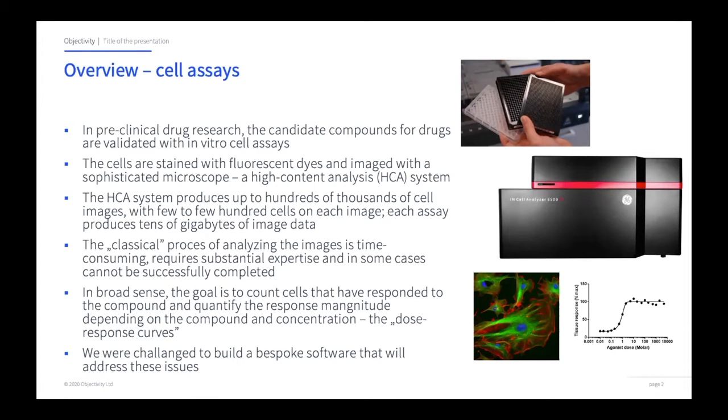And the microscope that you can see in the middle doesn't look like a school microscope, but it provides the capability of imaging hundreds of such plates in a single session, and produces images. You can see an example image of the cell at the bottom left. What the scientists are interested in is how potent the compounds are that they are testing, and whether they cause the desirable effects on the cells.